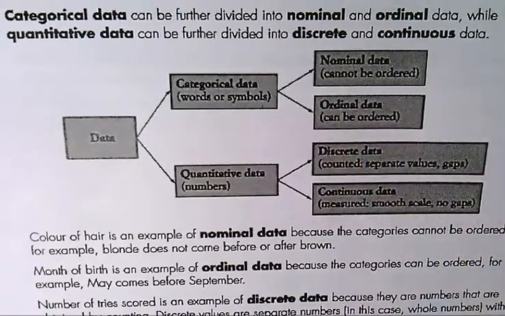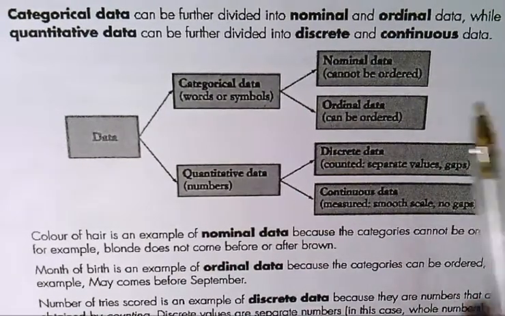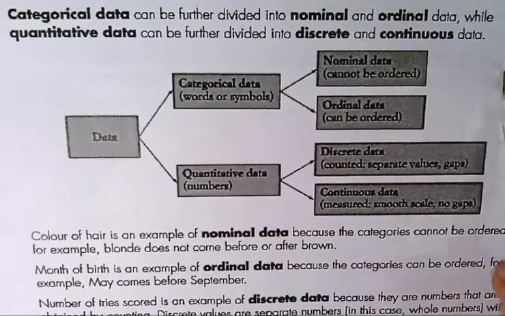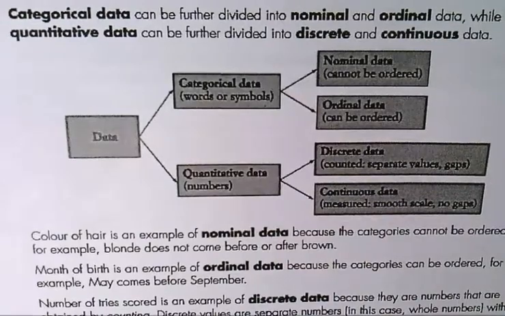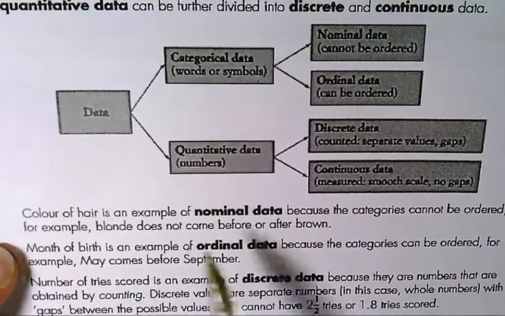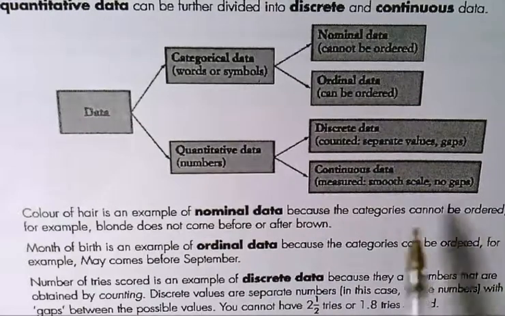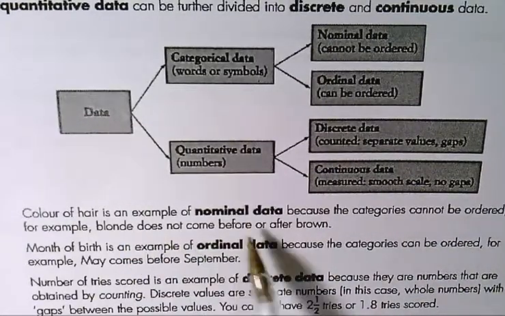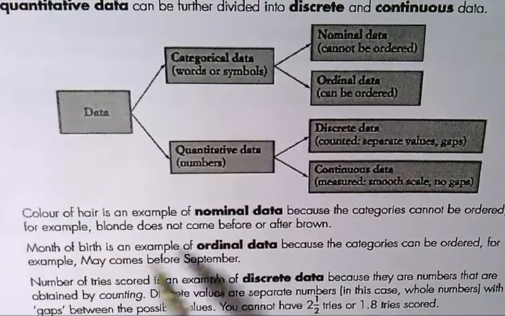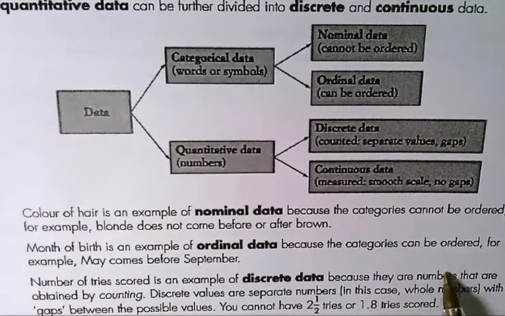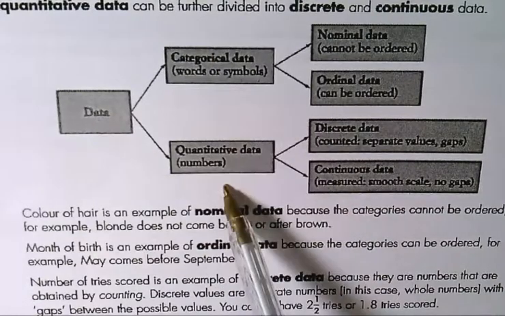So, for example, if I ask you what colour your eyes are, or what colour your hair is, or what type of music you like, or what type of food you like from the canteen, you'll give me an answer. You can't put that data in any sort of order, so that's nominal data. Colour of hair is an example of nominal data because the categories can't be ordered. For example, blonde does not come before or after brown. An example of ordinal data would be the month of birth, because you can put the months of the year in order. Now, data, again, is categorical or quantitative.